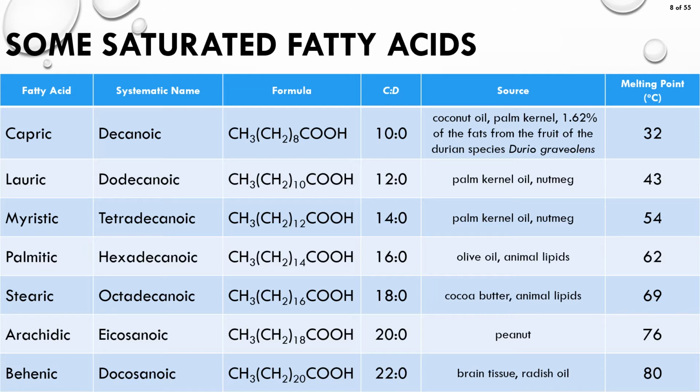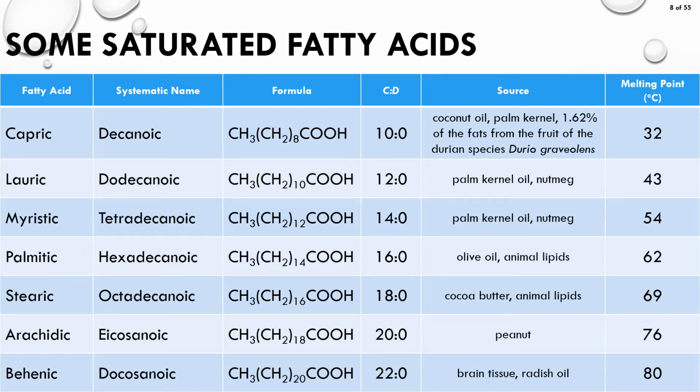We also have on the third column the formulas of the SFAs, and then the fourth column gives us the number of carbons and the number of double bonds. Then you have the sources, and on the last column the melting point. So let's start with capric acid. That's the common name.